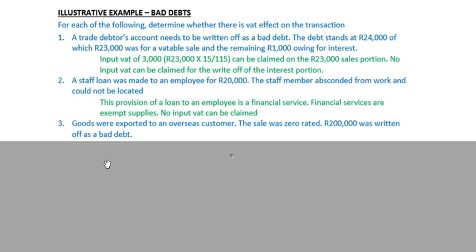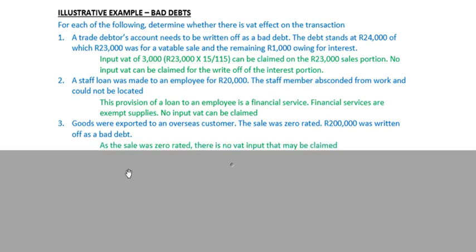It says goods were exported to an overseas customer. The sale was zero rated. 200,000 was written off as a bad debt. So sell it overseas, zero rated. There's zero VAT charged. So when you write off this bad debt, because there was zero VAT charged, you get to claim back zero VAT, because you get inputs on whatever the output was that you paid. The output is zero, therefore the input would be zero on this write-off of a bad debt.